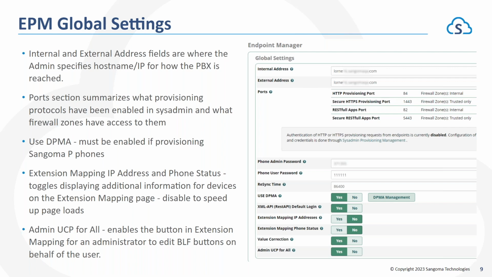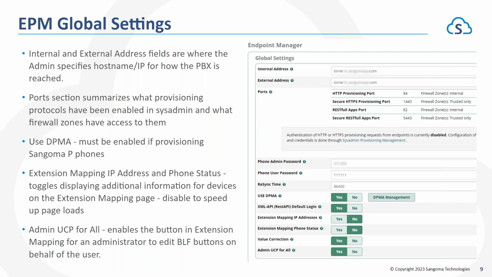You'll see a phone admin password that should be a unique random string, not easily guessable. You don't want people logging into your phones as an administrator and mucking about with settings if they're not authorized. You will see an option there to use DPMA. That is the desktop phone module for Asterisk. That is how current Sangoma phones are provisioned. You will want DPMA enabled if you're using Sangoma P-Series phones or select D-Series phones.